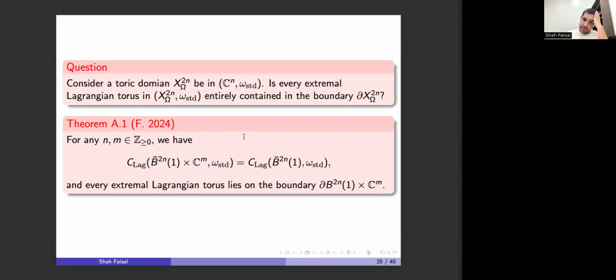for any integer m, then the Lagrangian capacity doesn't change. It's the same as the ball. And every extremal Lagrangian torus in this cylinder is entirely contained in the boundary of the cylinder.